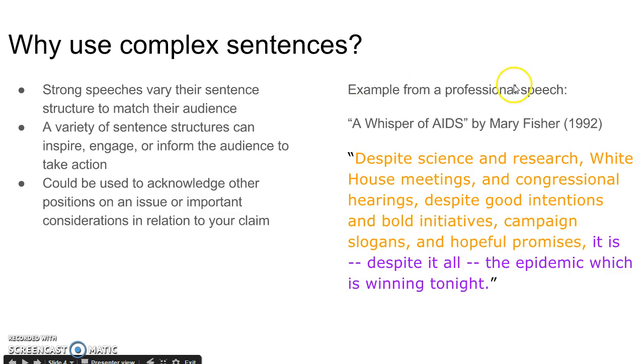Let's look at an example from a professional speech. This is from A Whisper of AIDS by Mary Fisher. We looked at this the other day in the Do Now. This complex sentence reads, despite science and research, White House meetings, and congressional hearings, despite good intentions and bold initiatives, campaign slogans and hopeful promises, it is, despite it all, the epidemic which is winning tonight. This sentence is a persuasive complex sentence because it acknowledges all of the things that have already been done in science and the government, all of these good intentions, and then recognizes that regardless of that, the HIV virus is still winning.